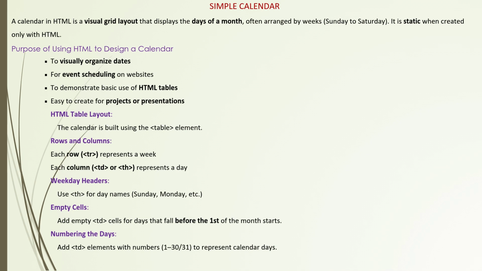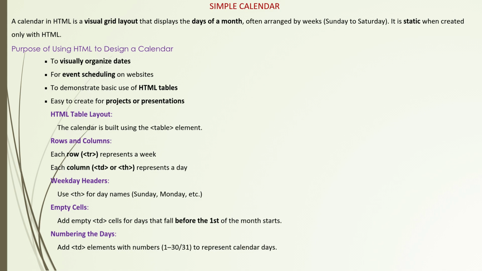Simple calendar. A calendar in HTML is a visual grid layout that displays the days of a month, often arranged by weeks. It is static when created only with HTML. Purpose of using HTML to design a calendar: to visually organize dates for event scheduling on websites, to demonstrate basics of HTML tables, and it is easy to create for projects or presentations.